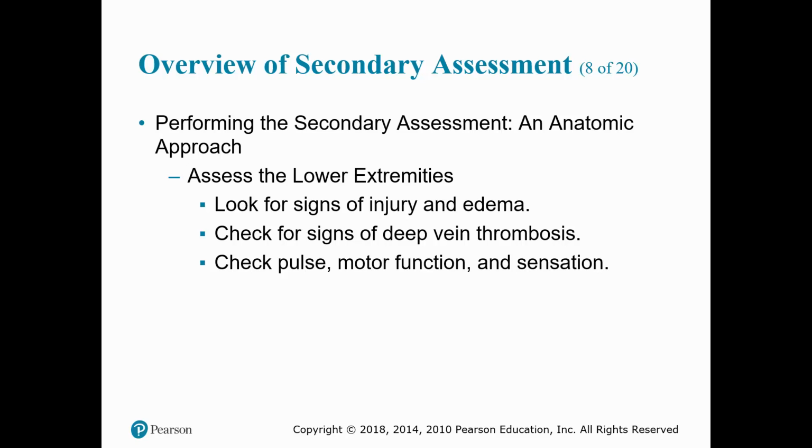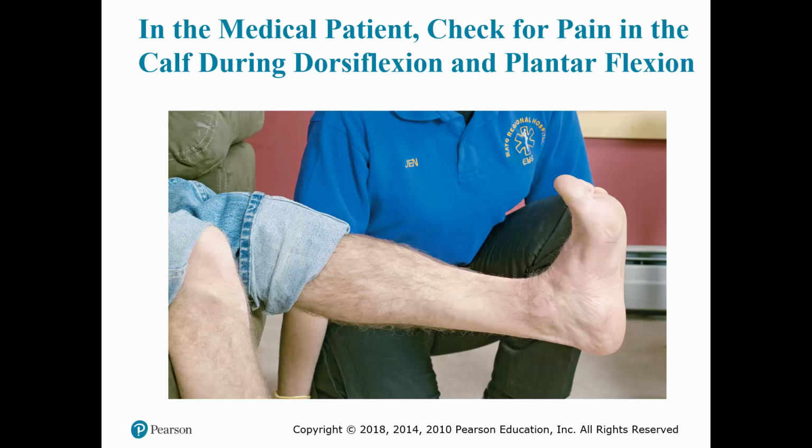In medical patients, we want to check for pain in the calf during dorsiflexion and plantar flexion. It can also be an indication of deep vein thrombosis if they have pain upon these movements. And it's a very significant finding in a patient that's complaining of shortness of breath or fainting, or syncope. These patients have passed out or have had shortness of breath and they have a history of deep vein thrombosis, or they've had these symptoms and don't know that they have deep vein thrombosis. If you have a finding when you do these tests, it's a good indicator that we possibly have a pulmonary embolism, which can be fatal.